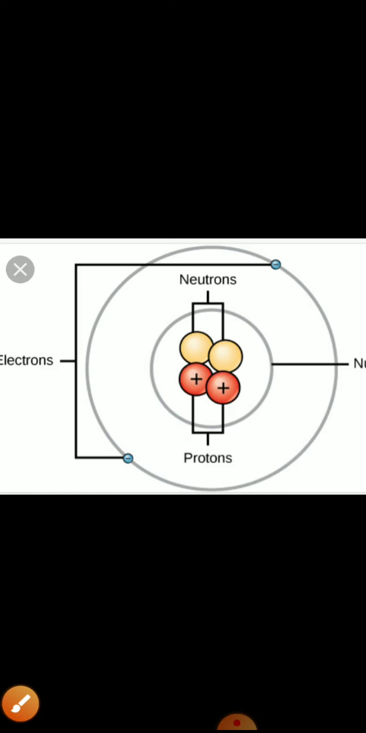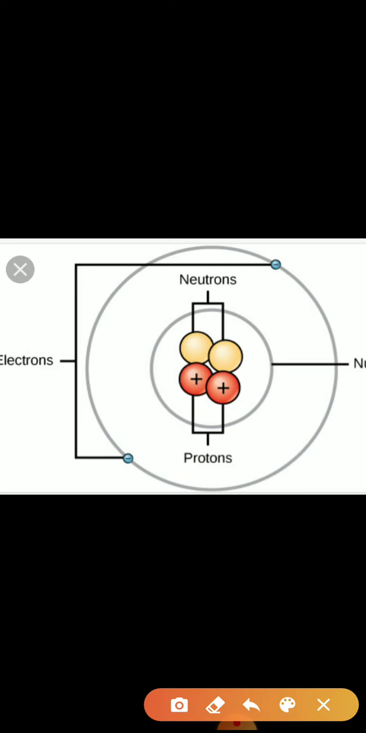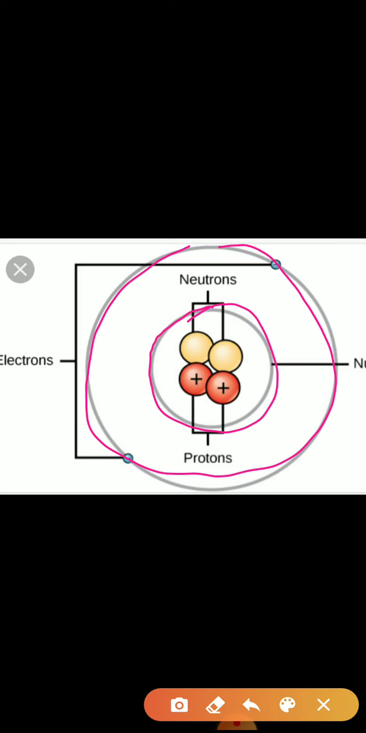So remember again, what is the structure of the atom? Suppose this is the atom. This atom consists of a nucleus at the center. Inside the nucleus, there are some atomic particles. They are protons and neutrons. Protons are positively charged, while neutrons are neutral and have no charge.